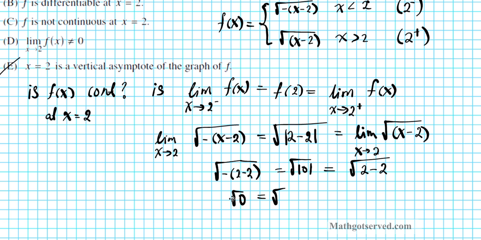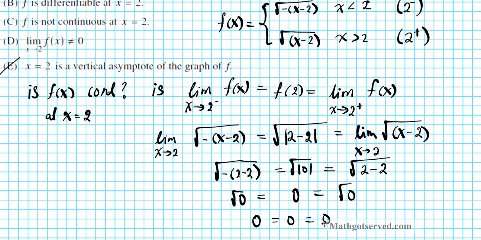Square root of 0 in the middle is just 0, and then here you have square root of 0 also. You have 0 equals 0 equals 0. The left-hand and right-hand limits are the same, which means the limit exists and is equal to 0. And the value of the function is defined at 2, and the value is 0.